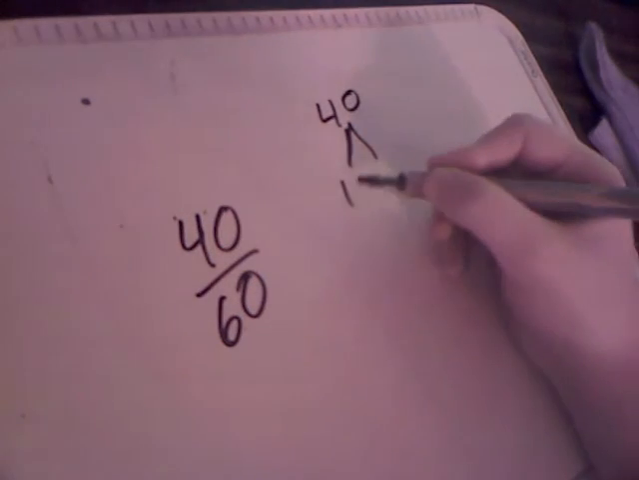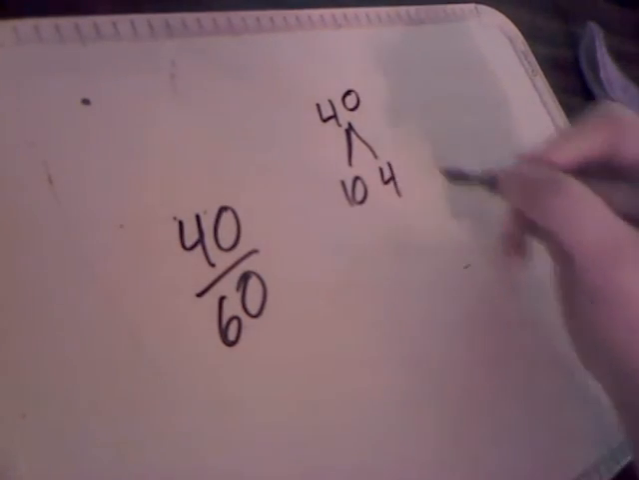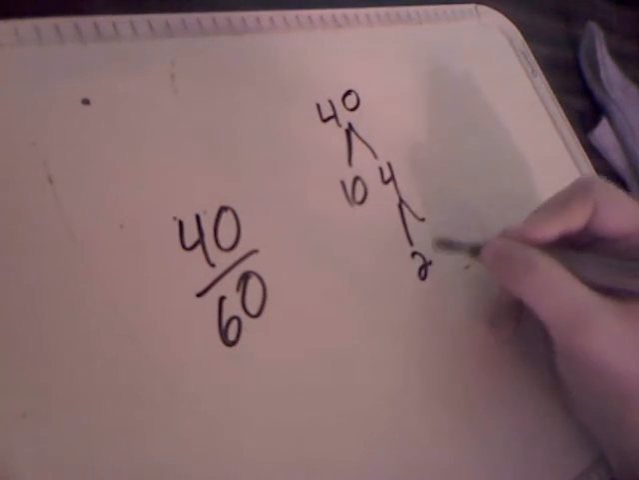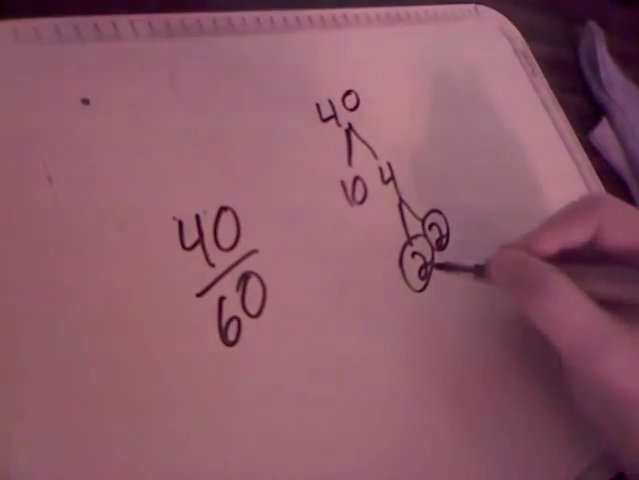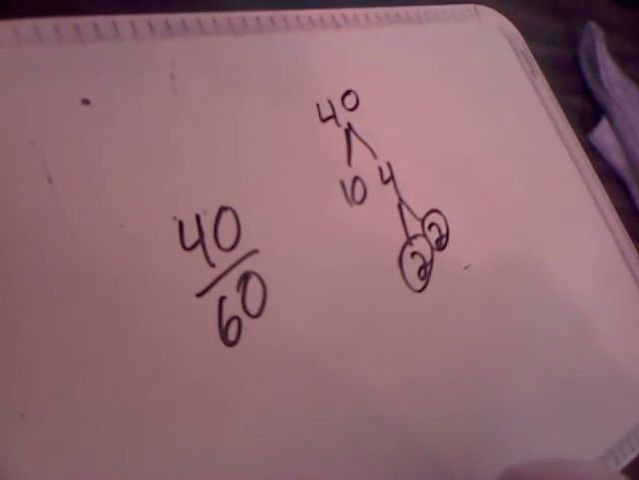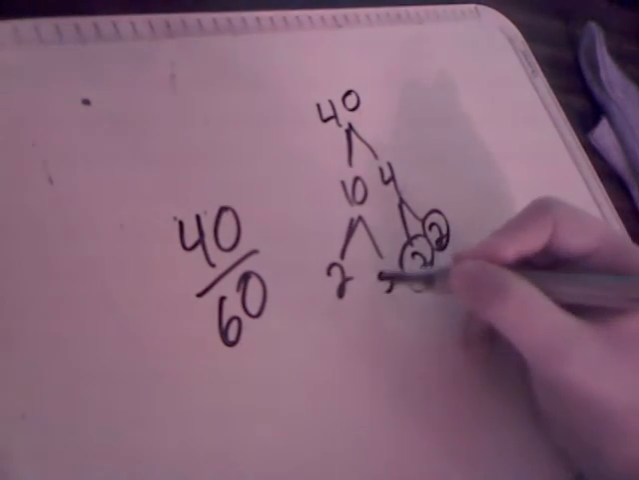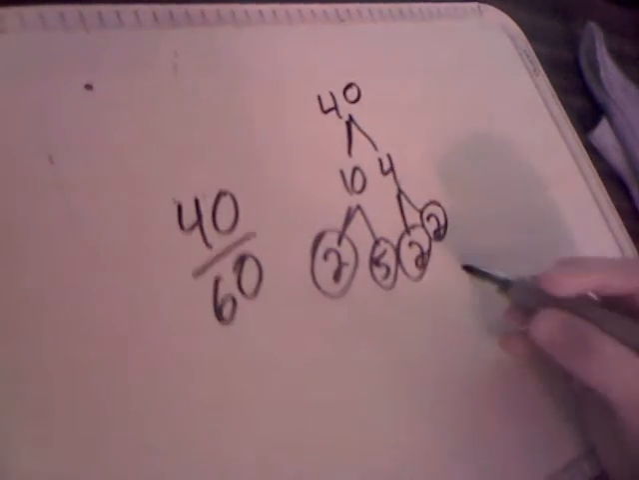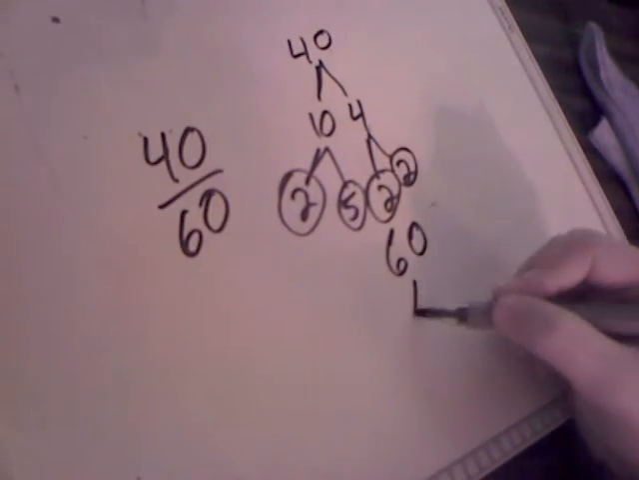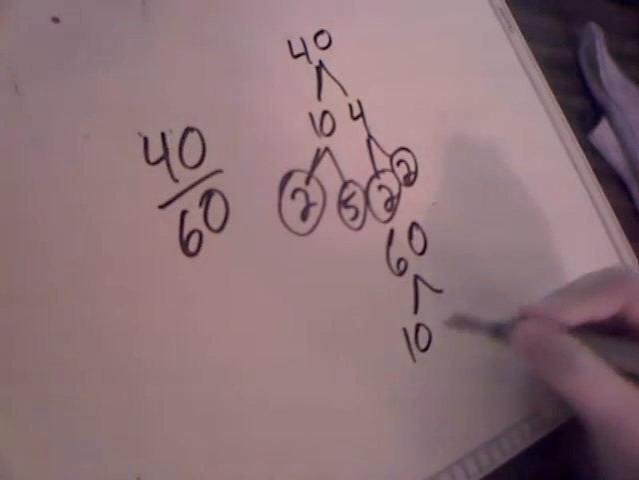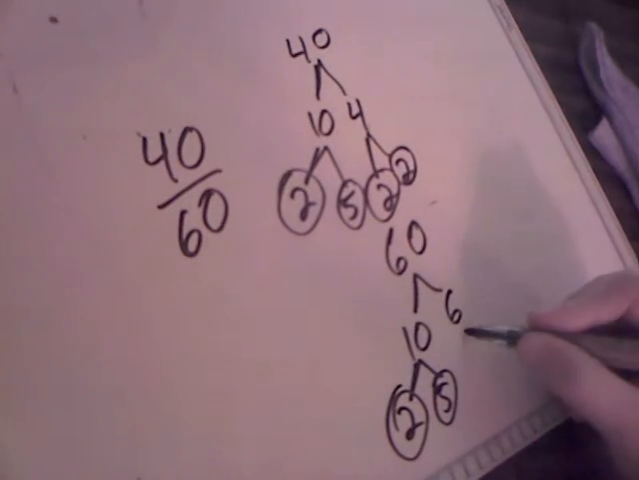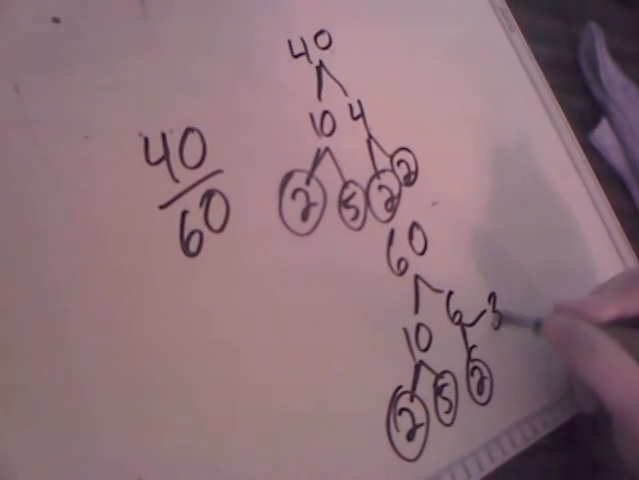I'm going to choose to divide by 10. 40 divided by 10 is 4. This number is not prime, so we're going to break that down even more. 2 times 2. That can't be broken down anymore. Then we have 10, which is 2 and 5. Look at that. Now let's do the same thing for 60. 60, we're going to get 10 and 6. Same thing, 2 and 5. And instead of 2 and 2, we're going to get 2 times 3.